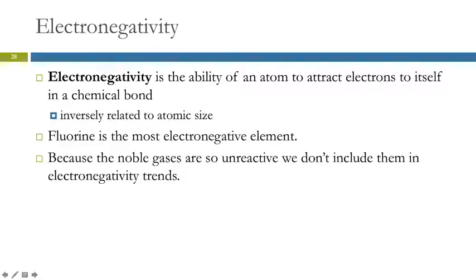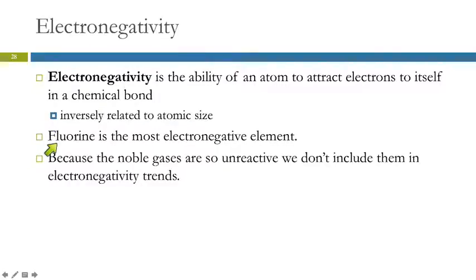So how attractive something is for electrons is called electronegativity. The ability of an atom to attract electrons to itself in a chemical bond. We only talk about electronegativity in chemical bonds. It is inversely related to atomic size. And that has to do with that distance, right, and the attraction that we saw in the bond lengths or the lattice energies for the ionic compounds. This is kind of the same idea.